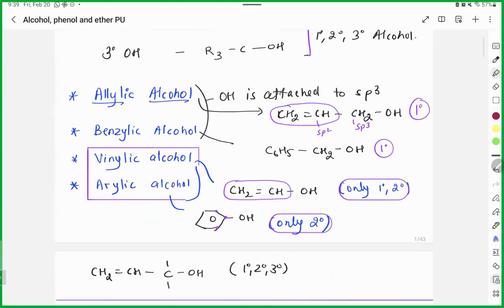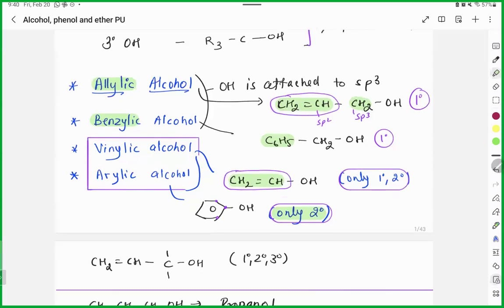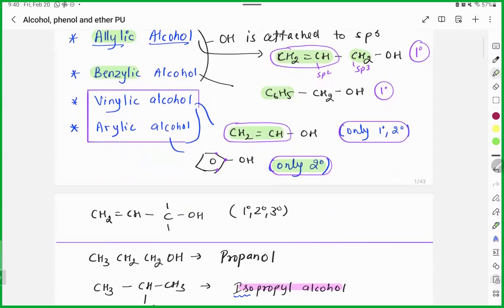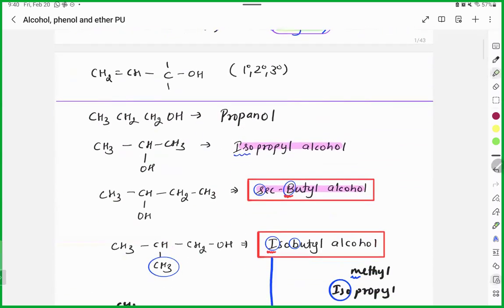Same like allylic halide and benzylic halide, you have allylic alcohol, when alcohol is attached to the carbon next to the double bonded sp2 carbon. Same, benzylic is next to the benzene ring. Vinylic is directly on the double bond and arylic is directly on the benzene ring. Here we have some special names.